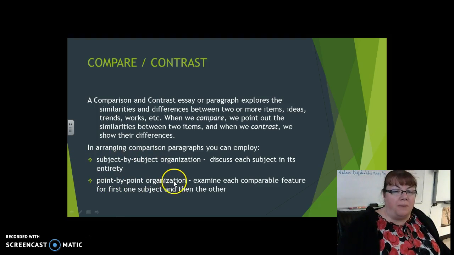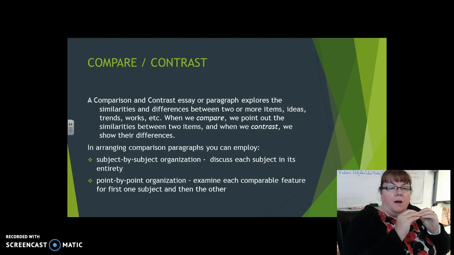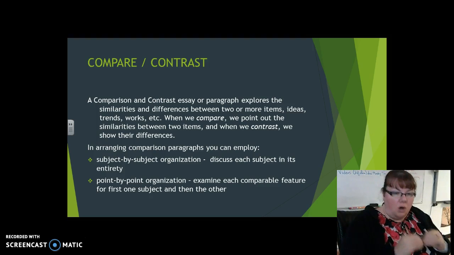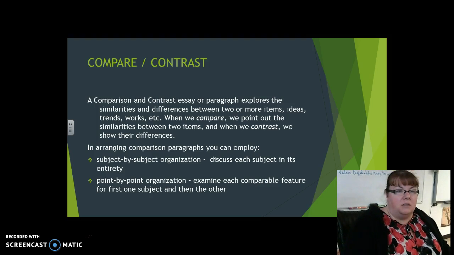Or you can do a point-by-point organization, where you have three specific things you're talking about, saying that these are the similarities, and you're talking about them, and these are the differences, and you're talking about this. We're actually collating them and putting them together.